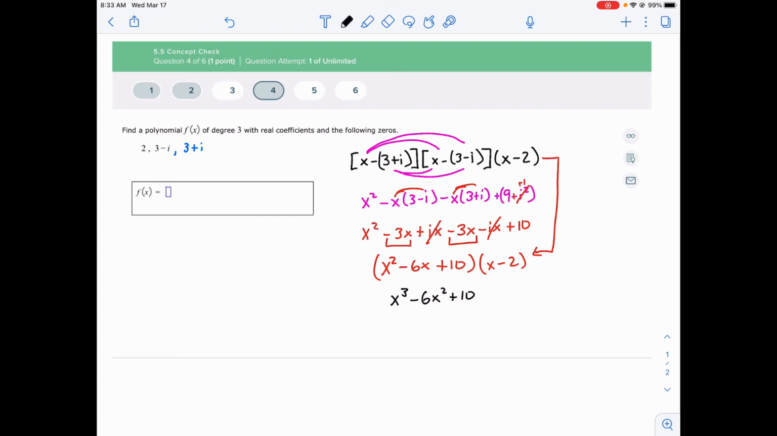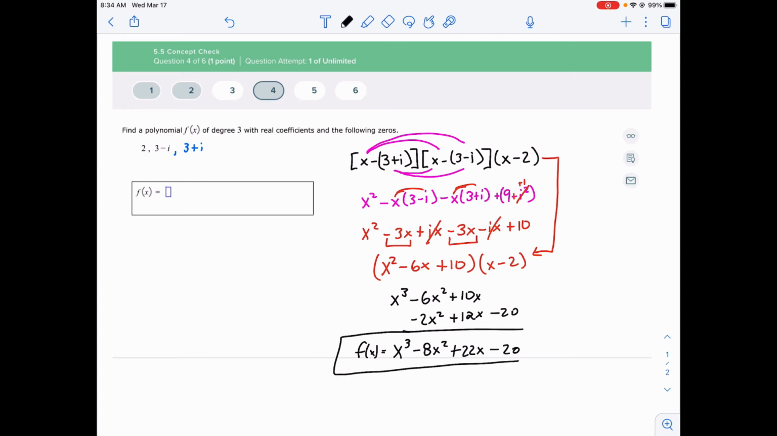Then I'll distribute the negative 2 through, so negative 2x squared. Negative 2 times negative 6 is positive 12. Oh, this has an x on it, positive 12x. And then negative 2 times 10 is negative 20. So now I just want to simplify this. I'm going to get x cubed. This becomes negative 8x squared. This is 22x. And this is negative 20. So in this case, f of x equals x cubed minus 8x squared plus 22x minus 20.